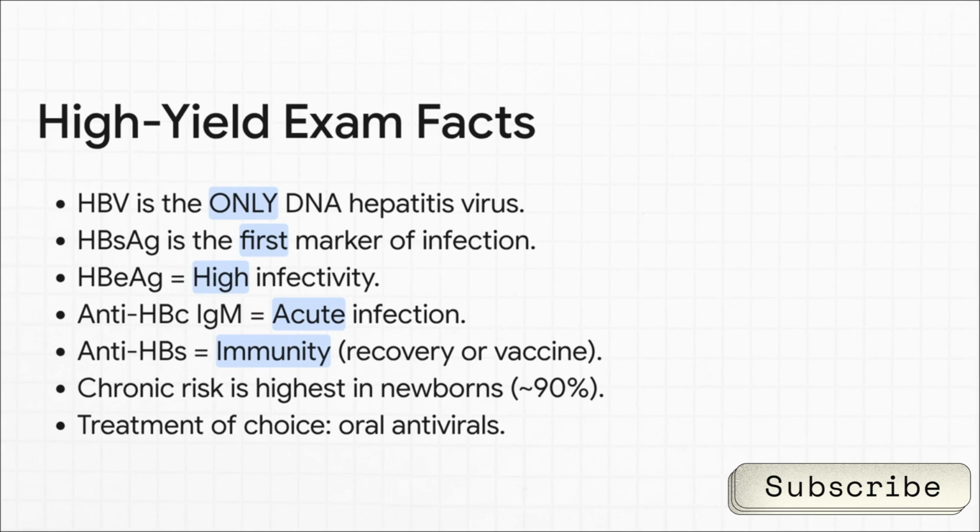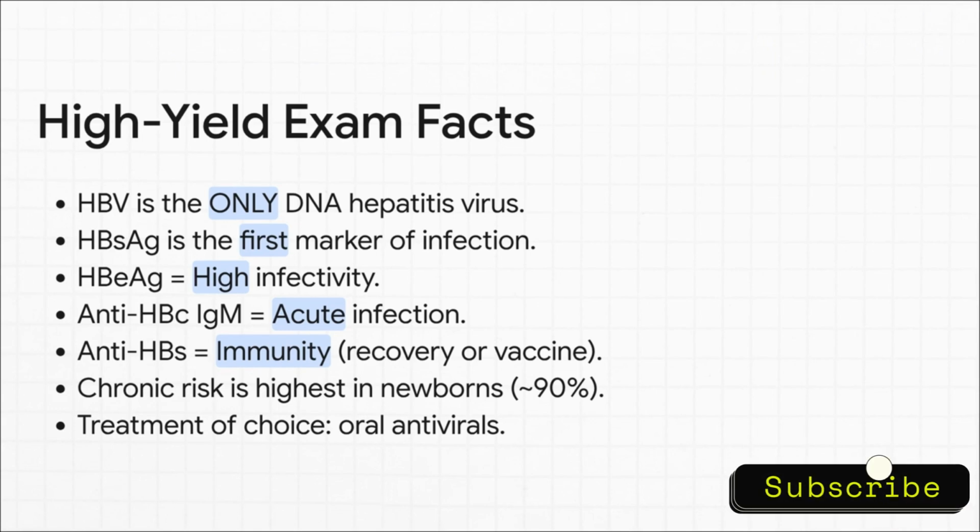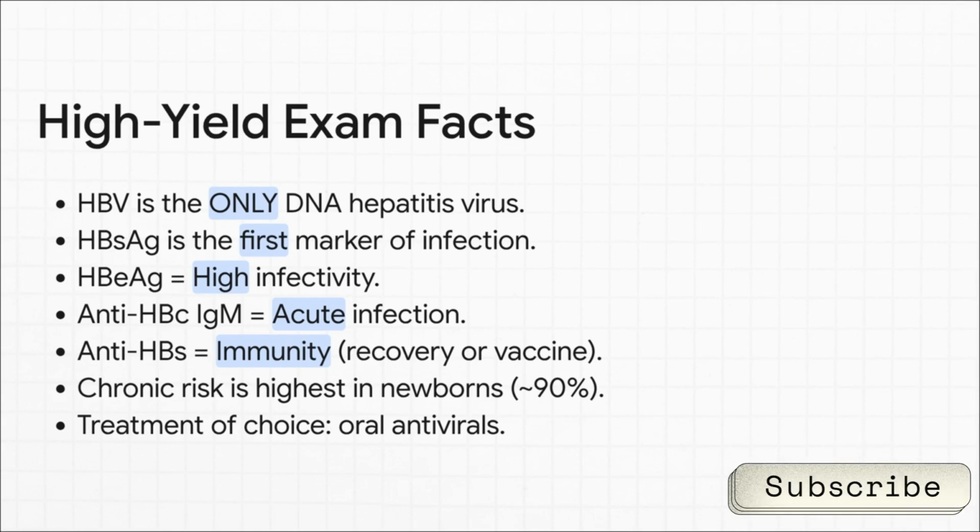Ready? HBV is the only DNA virus. HBsAg means you're infected. HBeAg means you're highly infectious. Anti-HBc IgM means it's acute, and anti-HBs means you are safe. Either you recovered or you got the vaccine. The biggest risk for chronic disease is in newborns, around 90%, and the treatment we use for chronic cases is oral antivirals like tenofovir. Got it?